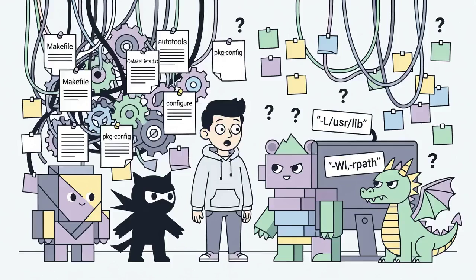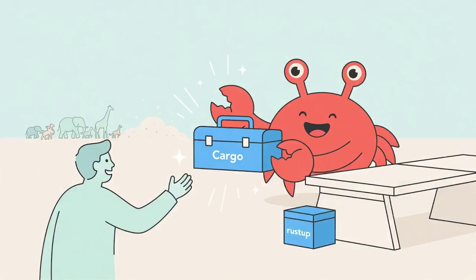In C and C++, getting from source to binary means wrangling a zoo of tools, makefiles, shell scripts, autotools, CMake, and cryptic linker flags, each with its own dialect and failure modes. Rust solved this by making Cargo part of the official toolchain. Ferris hands the developer a single, tidy toolbox labeled Cargo. One tool, one entry point, no menagerie required.